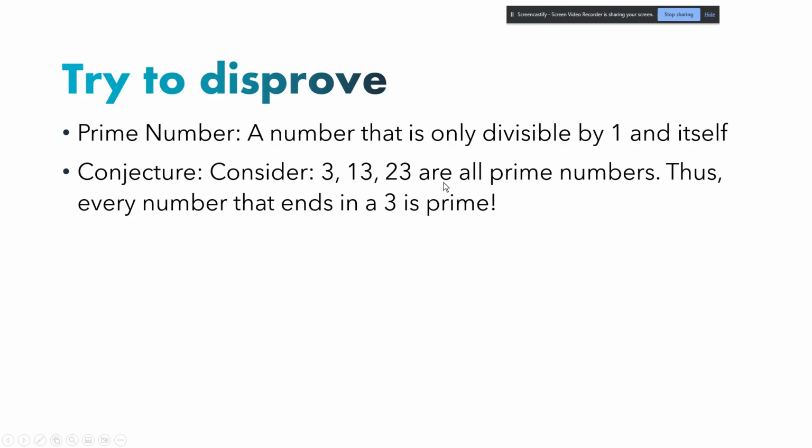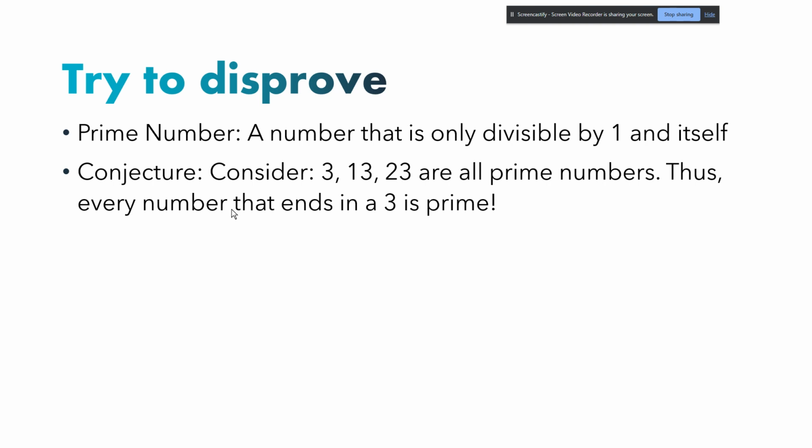So try to disprove this. A prime number is a number that's only divisible by 1 and itself. That's just a reminder. You'll be using little definitions like this to help with proofs. So, conjecture: consider 3, 13, and 23. 3 is prime, 13 is prime, 23 is prime. Thus, I'm saying every number that ends in 3 is prime. Go ahead and find one number that ends in 3 that doesn't work.